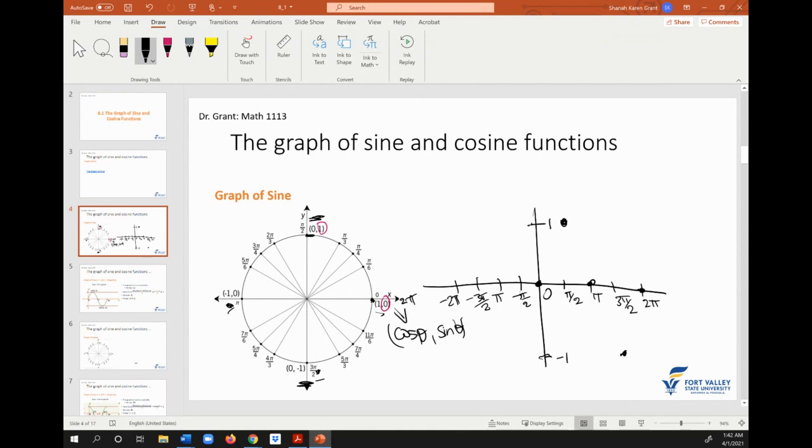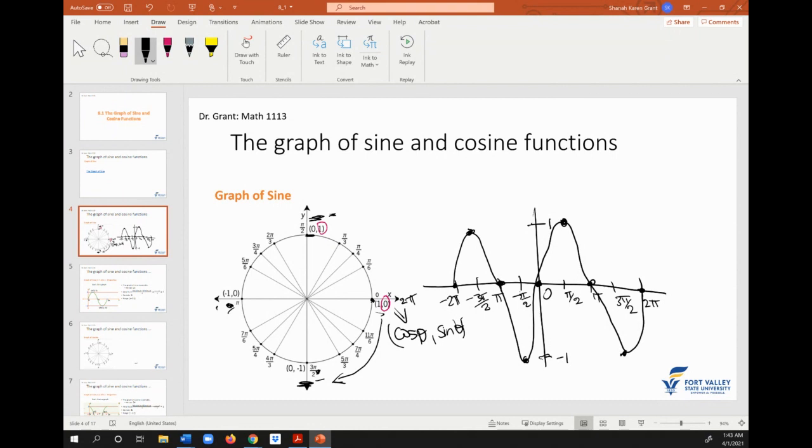And if you go in the opposite direction, recall, this would be your negative values. Sine is going to be -1. Then here, we're going to have 0. Then here, we're going to have 1. And then 0 again. So if I were to connect my dots, that's my graph of sine.